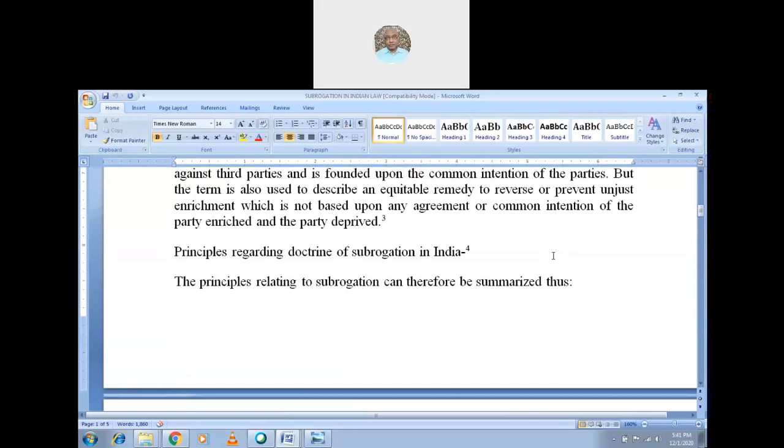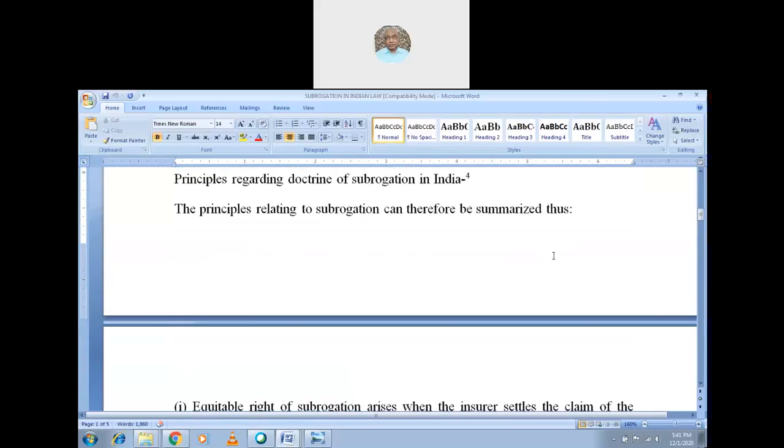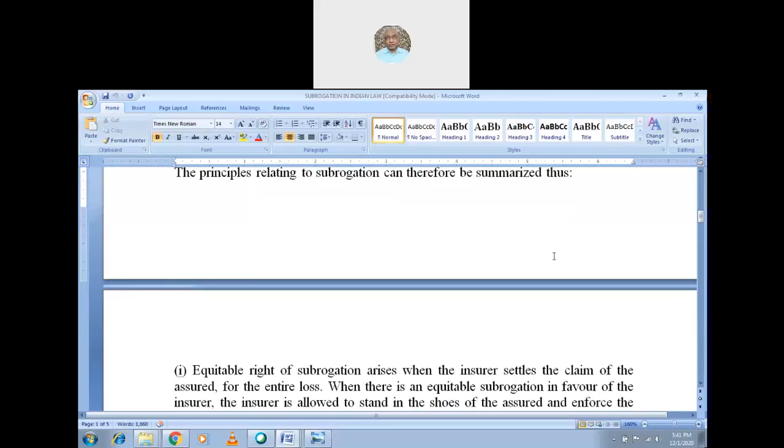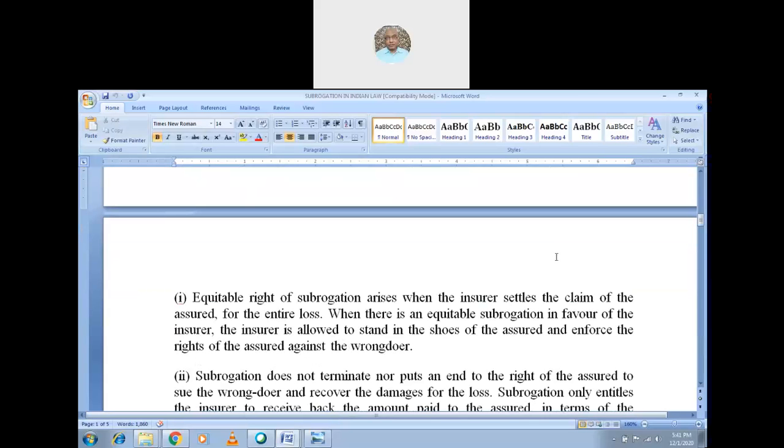So the principle regarding the doctrine of subrogation in India, the point that we will see. Number one, the principle relating to subrogation can be summarized thus. Number one, equitable right of subrogation. It arises when the insurer, meaning the company, settles the claim of the assured for the entire loss. They want to give the assurance that we will pay this much loss, the entire loss.